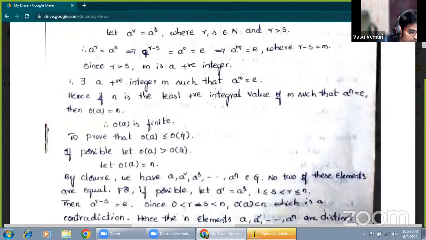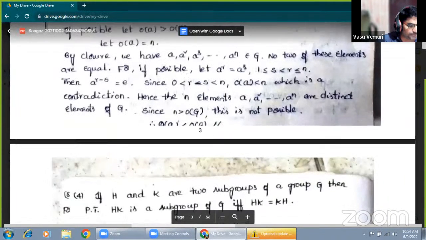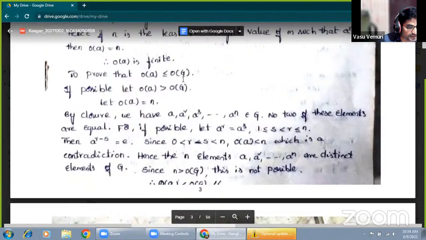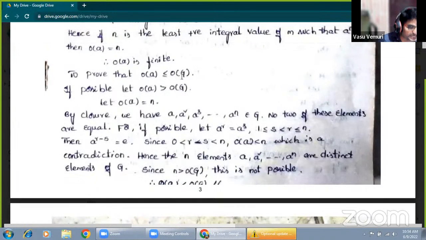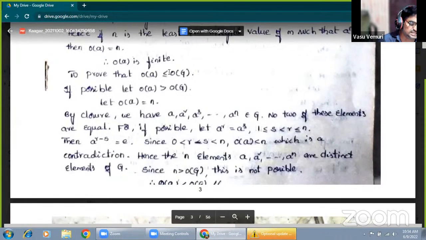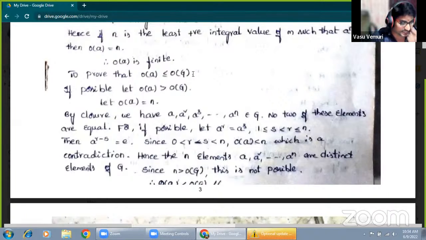Now when the group is finite, we have to explain its order. That order is the least positive integer. Now, to prove that the order of the element is less than or equal to the order of the group, which is one of the important conditions, this is our proof. We will prove that the order of A is less than or equal to the order of G. The order of an element is always less than or equal to the order of the group. We have already explained this in the previous examples.